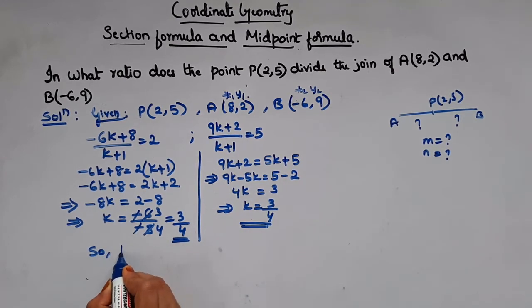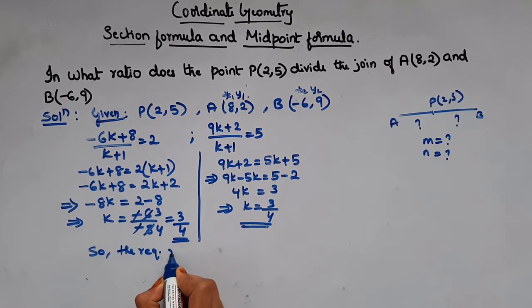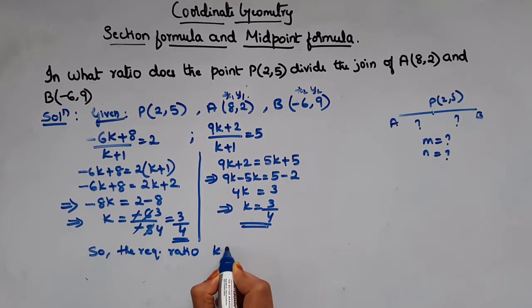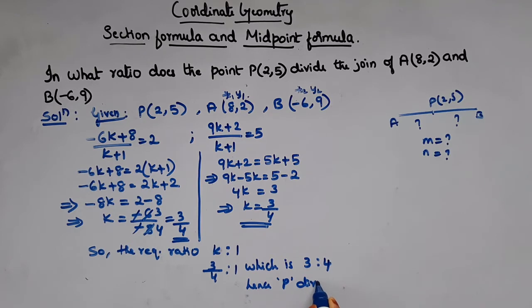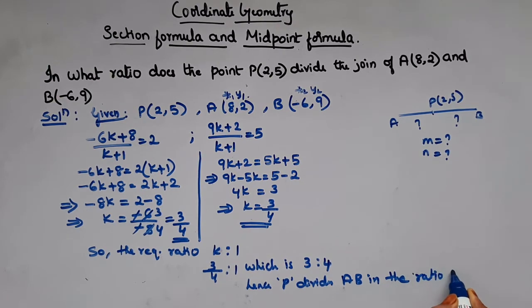So the required ratio is, we have taken K is to 1, right? K in this case is 3 by 4 is to 1, which is 3 is to 4, right? Hence, P divides AB in the ratio 3 is to 4. That is, M is 3 and N is 4, right? Now let's move on to another problem.